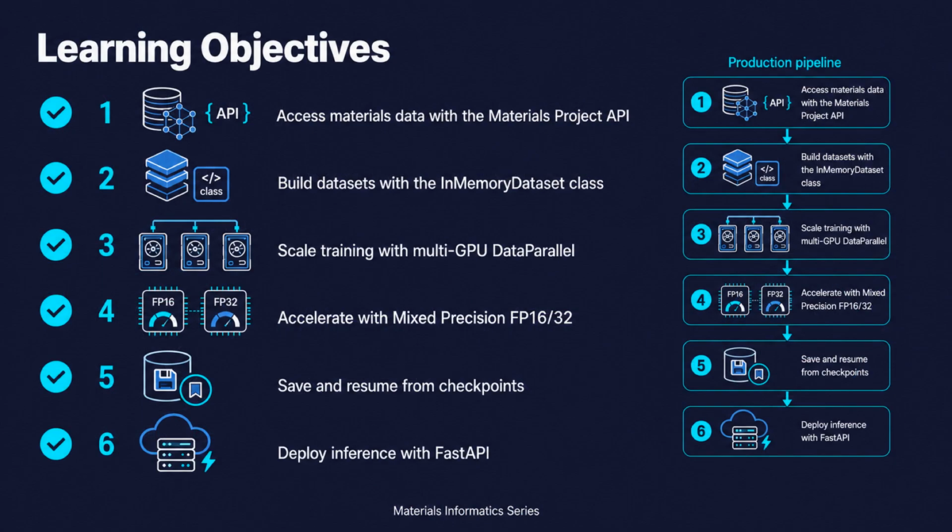By the end of this chapter, you'll master data acquisition with the Materials Project API, create custom PyG in-memory dataset classes with automatic caching, implement distributed training with data parallel for multi-GPU acceleration, optimize training with mixed precision for speed and memory savings, properly save and load model checkpoints, and deploy trained models as REST APIs using FastAPI.